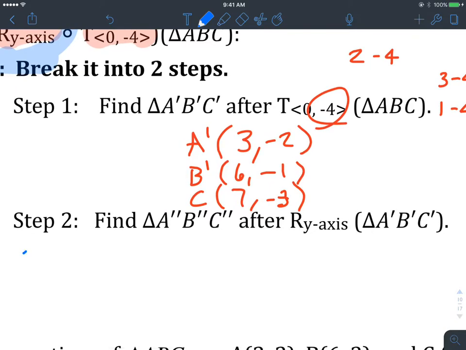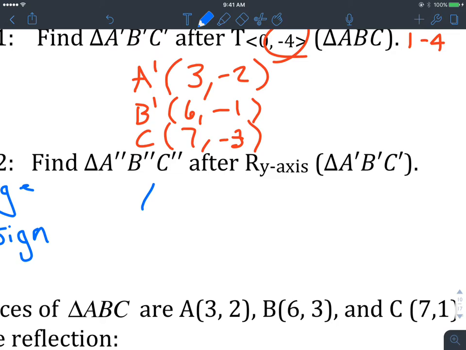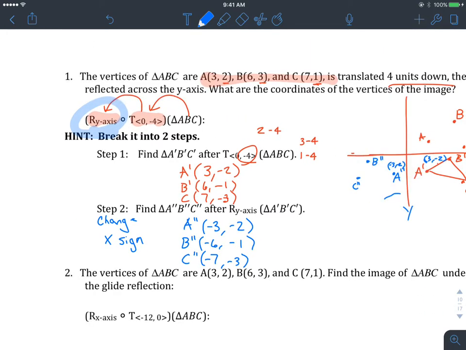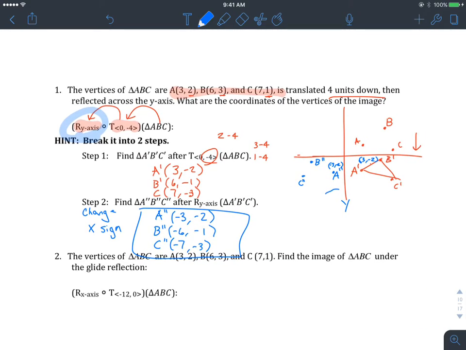So change the x sign. And that's why I drew a sketch to kind of help myself see exactly what's going on right there. So A double prime, switch your x sign, so that'd be -3, and then keep the y the same. And then B double prime, that'll be, what is that? Sorry, -6, -1. And then C double prime would be -7, -3. And there you go, you got your points. And then that would be, I guess, your final answer there. Those would be all your new points of the image.